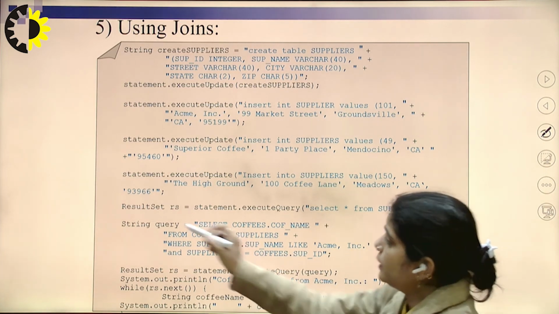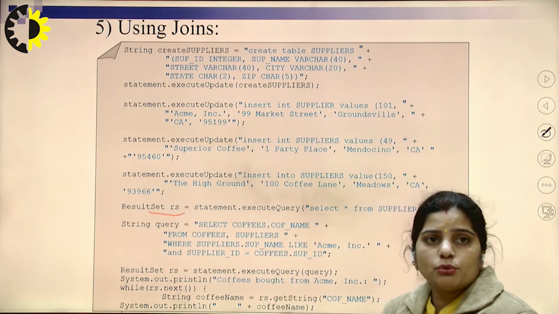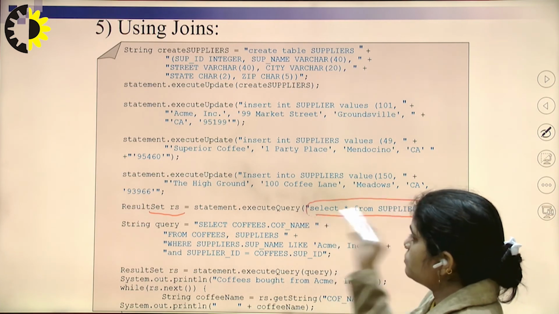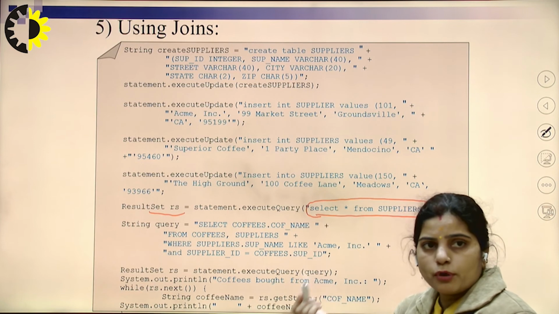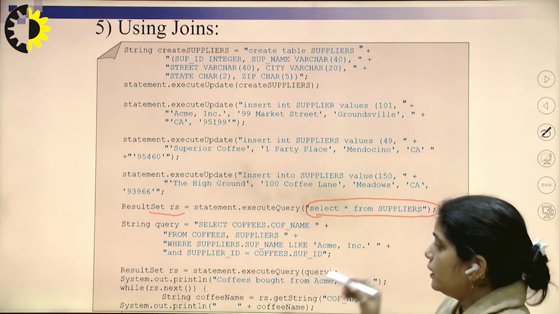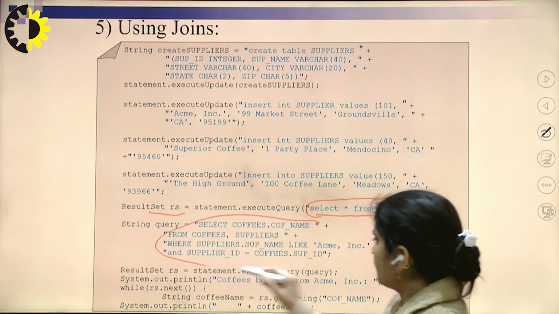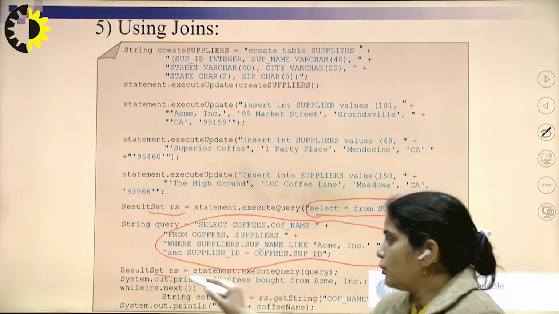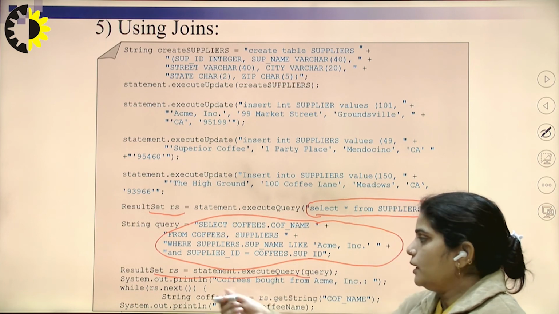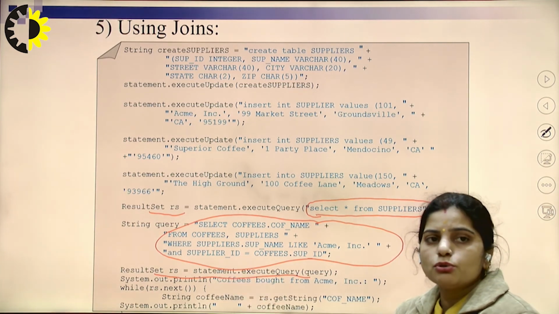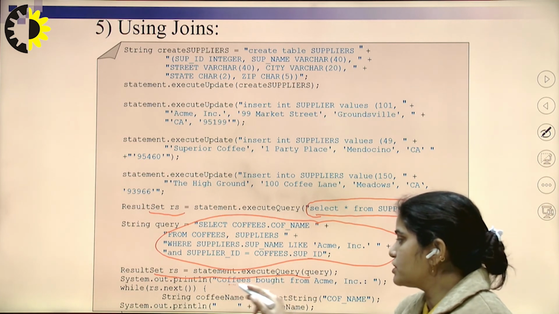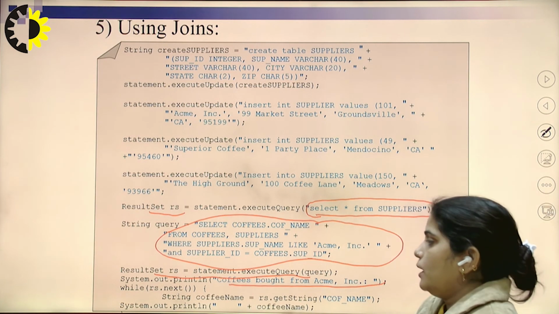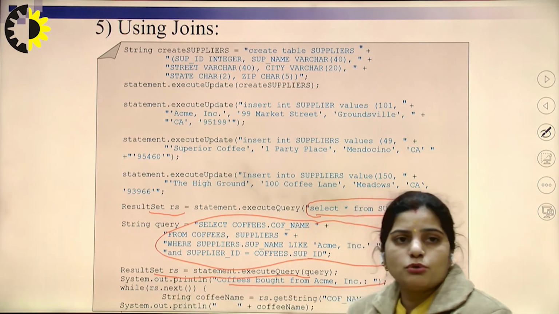Okay, after that in this part we are going to execute the query. We select asterisk from suppliers, meaning we select each and every value from suppliers. Here the use of join on that table is shown, and after that we execute the query. System.out.println is used to display whatever is written inside the parentheses on the screen. After that the while loop is used here.